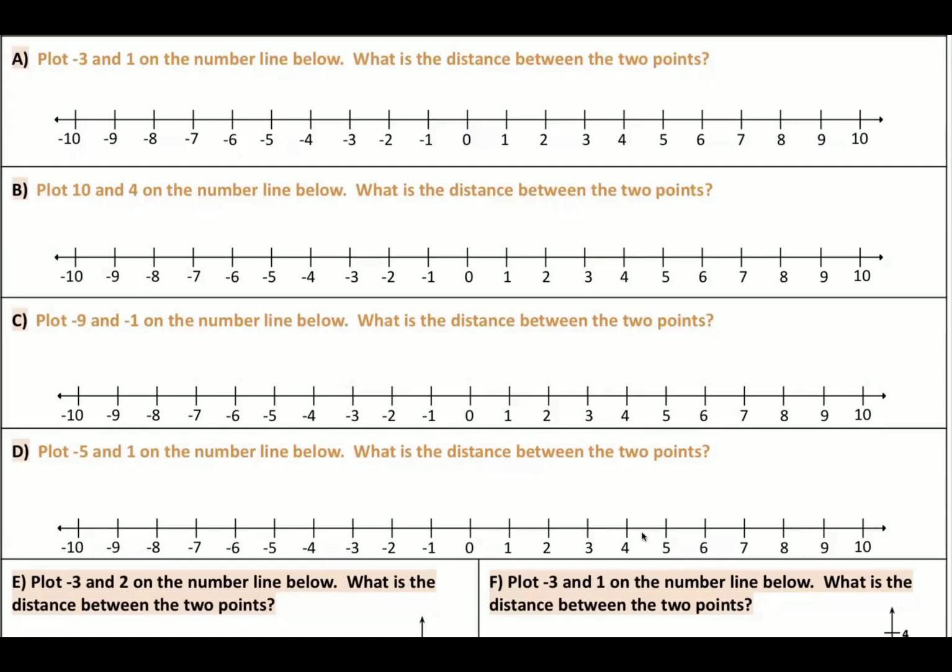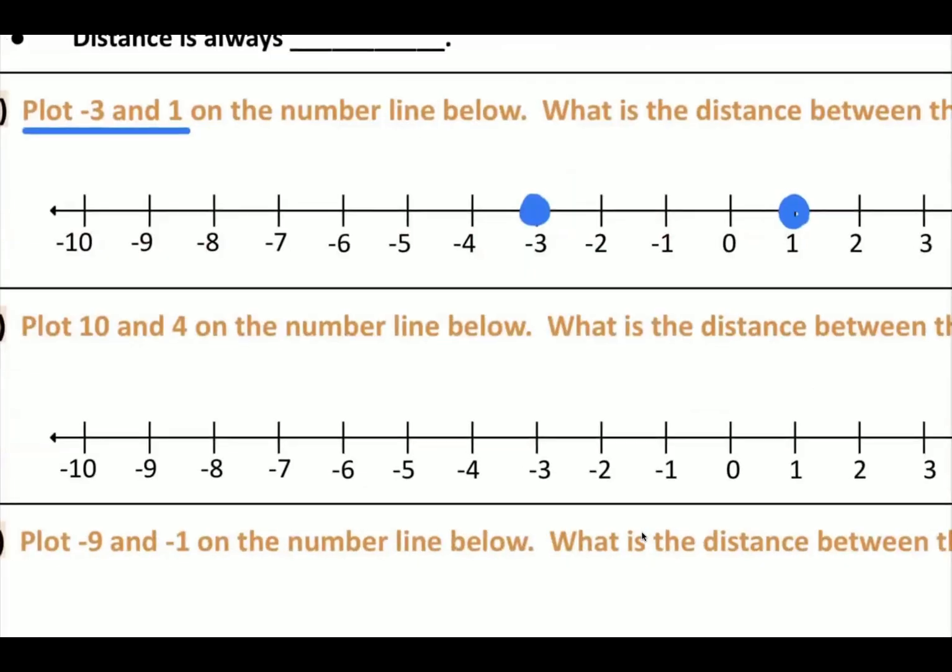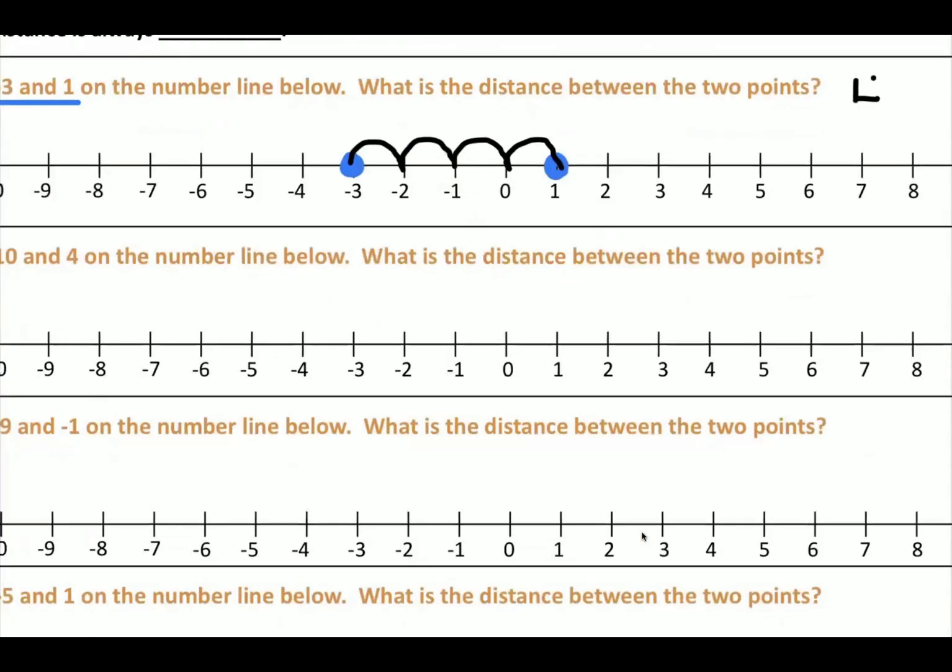Page 3, example A says plot -3 and 1 on the number line below. What's the distance between the 2 points? So plotting just means putting a dot on the number line. So I'm going to put a dot at -3 right on the line and 1. When I'm counting the distance between each point, sometimes it's helpful to do super neat loops, one loop between each number. And then I can count that these are 4 spaces away. So the distance between these 2 points is 4.